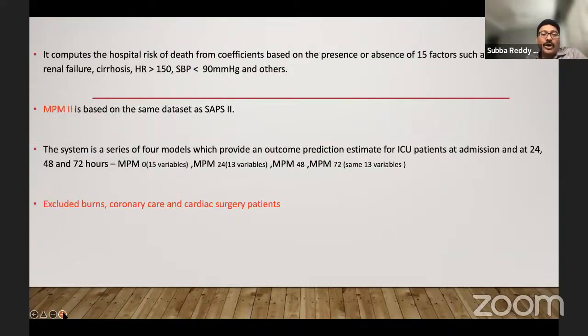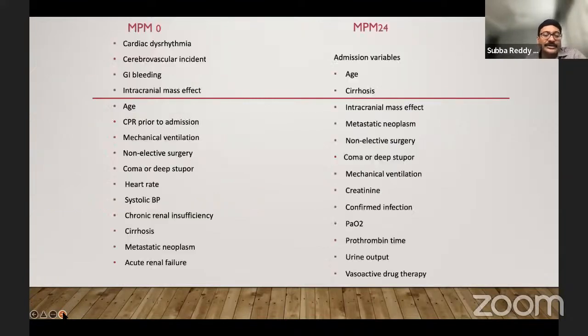So it computes the hospital risk of death from the coefficients based on the presence or absence of 15 factors such as coma, chronic renal failure, cirrhosis, heart rate more than 150, systolic blood pressure less than 90 millimeters of mercury, and others. MPM2 is based on the same data set as SAPS2, so whatever parameters we discussed in SAPS2, they followed in mortality prediction model 2. But as I told, in SAPS you capture the data within 24 hours, but in mortality prediction models, it is a repetitive score. You do it at 24 hours, then at 48 hours, and then at 72 hours, with 13 variables. They excluded burns patients, coronary care patients and cardiac surgery patients.